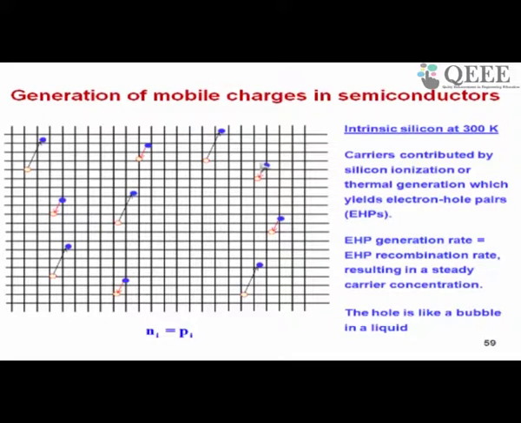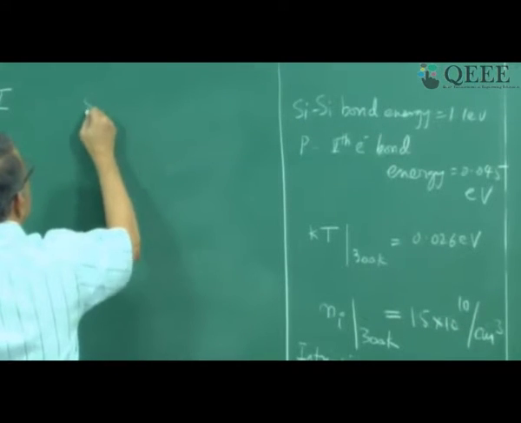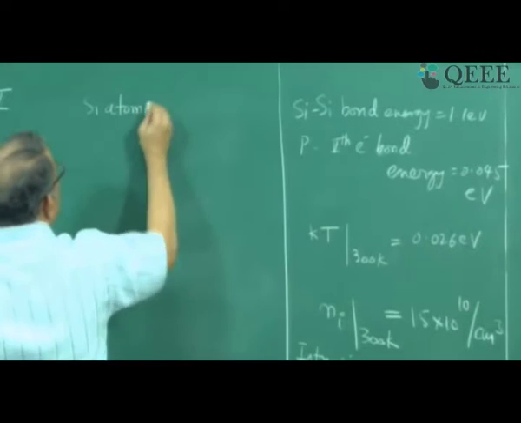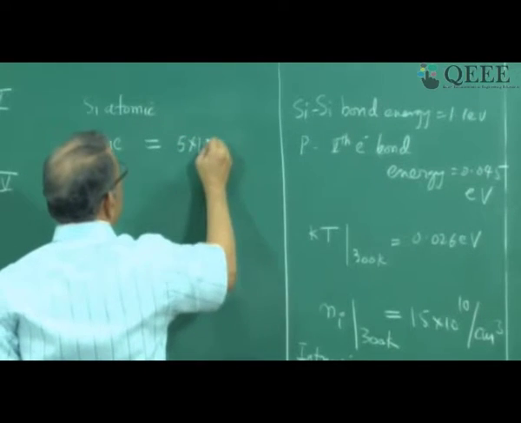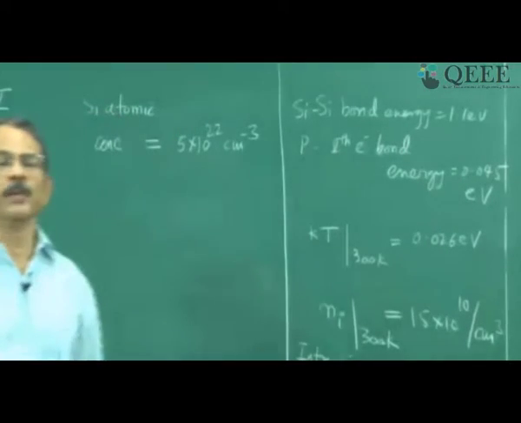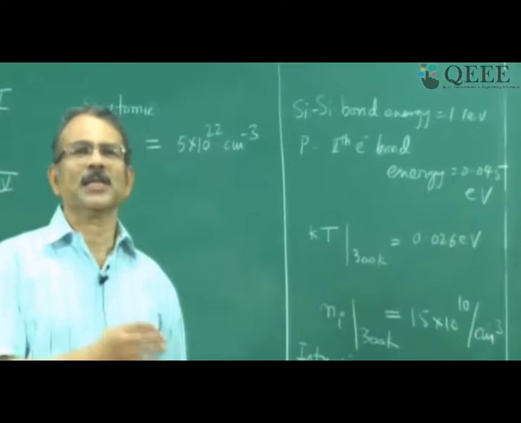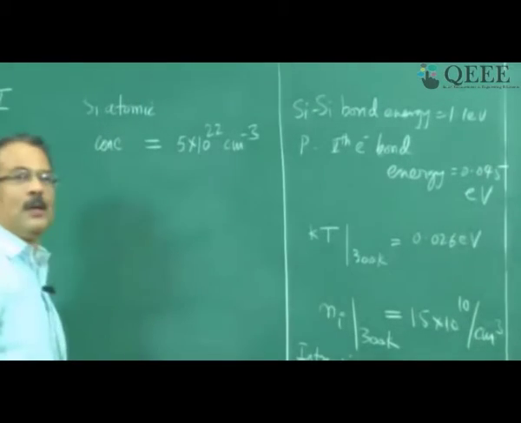So similarly, the number 10 power 10 may appear absolutely large, but it is not large as compared to the number of silicon atoms. What is the number of silicon atoms? The number of silicon atoms in a crystal is 5 into 10 power 22 per centimeter cube. So many silicon atoms are there in a silicon crystal. We just saw the 3-dimensional picture of silicon atoms, right? That arrangement gives you 5 into 10 power 22 atoms per centimeter cube.